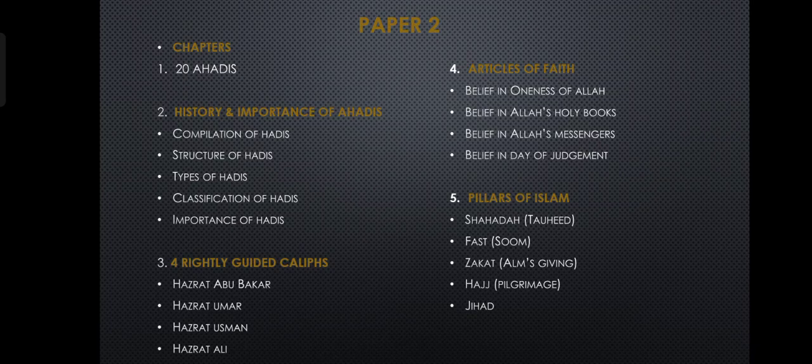The third includes the four rightly guided caliphs, that is Hazrat Abu Bakr Siddiq, Hazrat Umar, Hazrat Usman, Hazrat Ali, radhiyallahu anhu. The fourth is the articles of faith, which includes belief in oneness of Allah, belief in Allah's holy books, belief in Allah's messengers, and belief in the day of judgment. The fifth chapter includes pillars of Islam, that is Shahada, which is known as Tawheed, fast, known as Sawm, Zakat, which is alms giving, Hajj, pilgrimage, and Jihad is also part of paper 2.